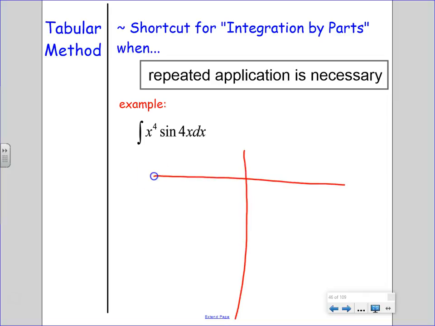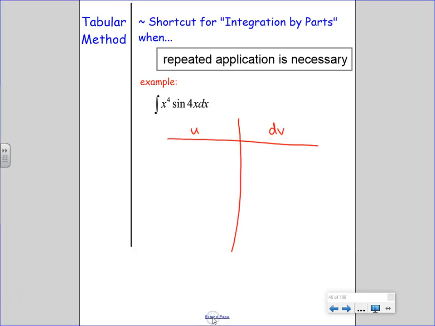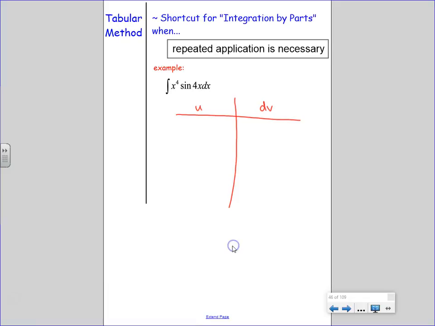You just make a table. You put the u on this side, and you put the dv on this side. You're going to put the u's on the left, and the dv's on the right. What would be my initial u? x to the 4th, right? What would be my initial dv? Sine of 4x dx. Now technically this is a shortcut, so we're not going to show all the notation.